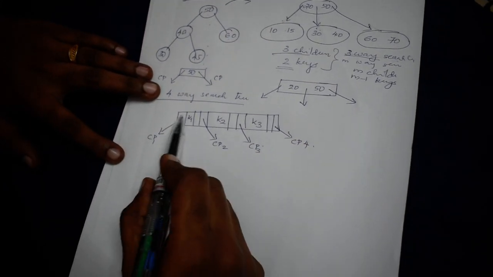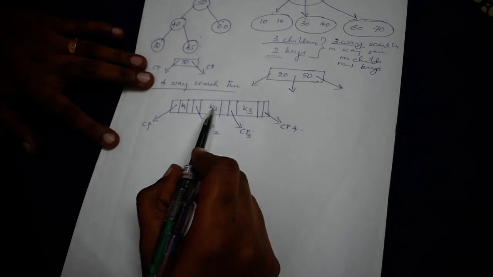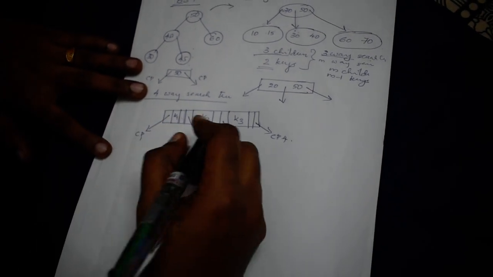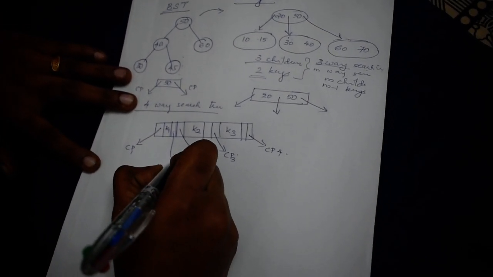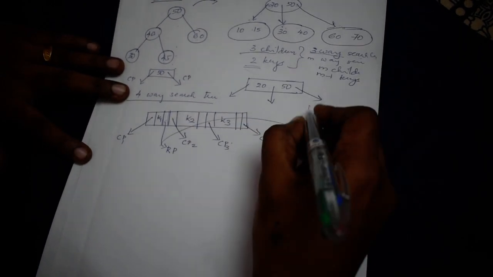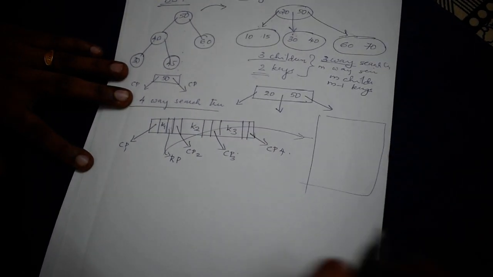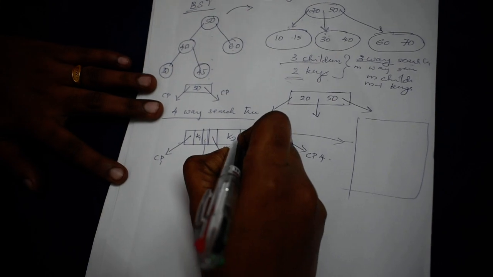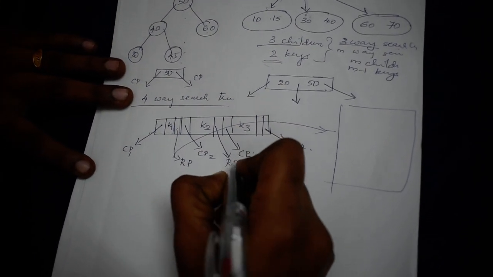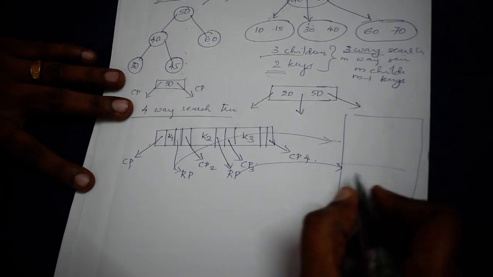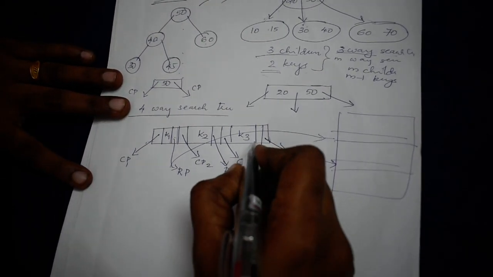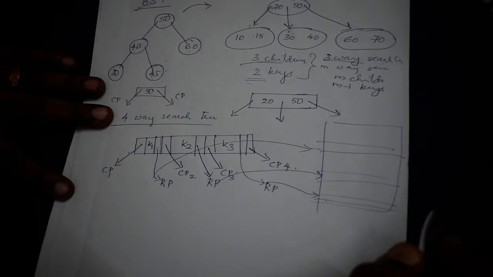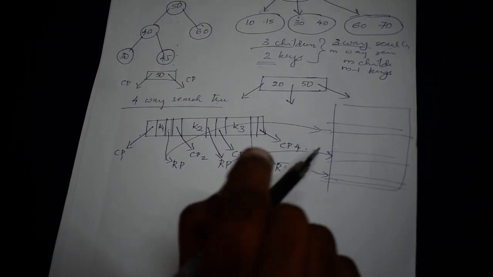So 4-way, 4 children are there, 3 keys are there, that's okay. In between I have a space allotted. What is this actually? This is what is known as a record pointer, which will point to that database record. So that is how an M-way search tree can be used as an index. So this will be another record pointer which will point to that database record. Clear? Next one, this will be another record pointer which will point to the record in the database. That is how an M-way search tree can be used as an index.